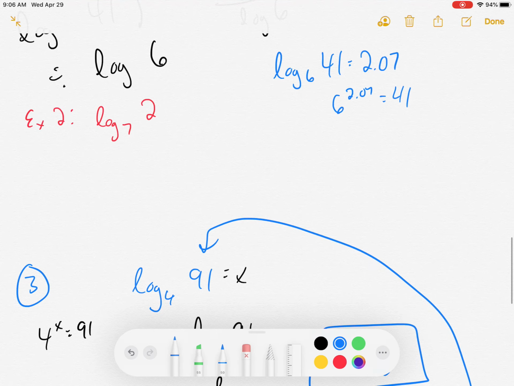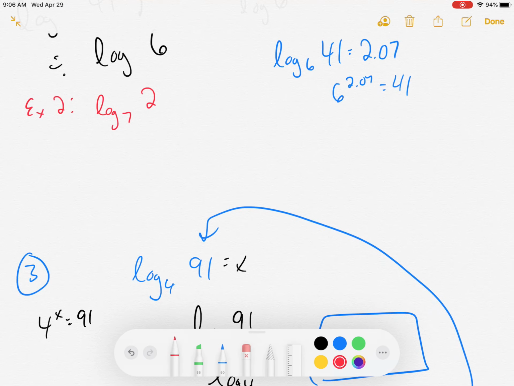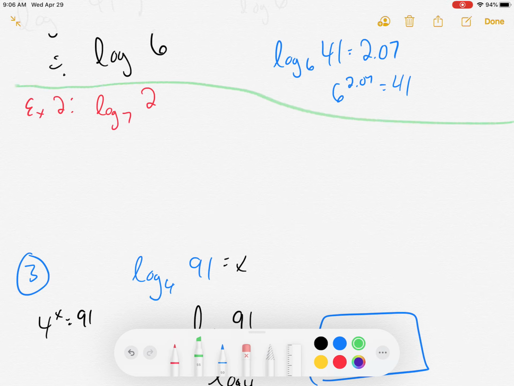Okay, did I skip one of these? Oh, I skipped example 2. Look at that. So let's go back a little bit. My bad. Okay, example 2, if you haven't already, you can try that. It's the same concept. Shouldn't be too hard.